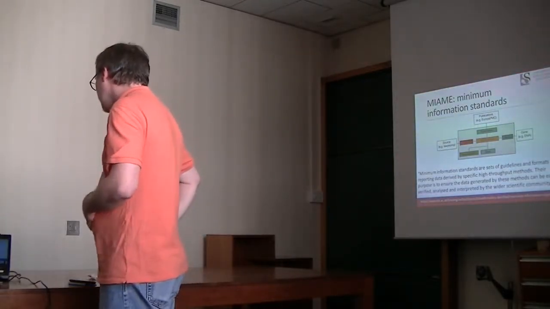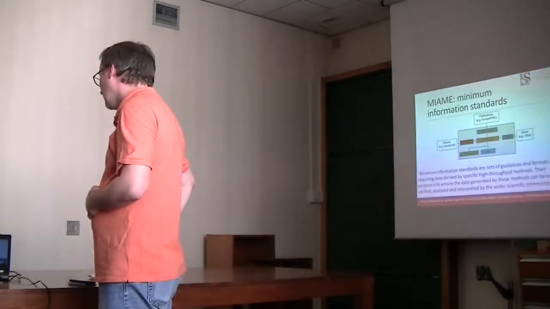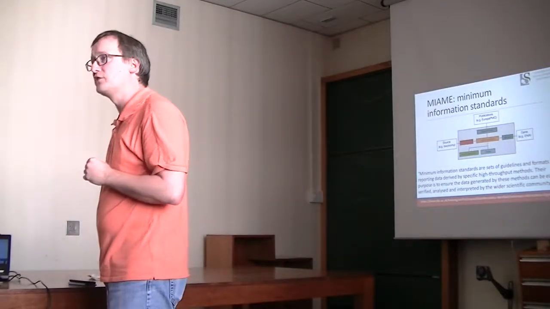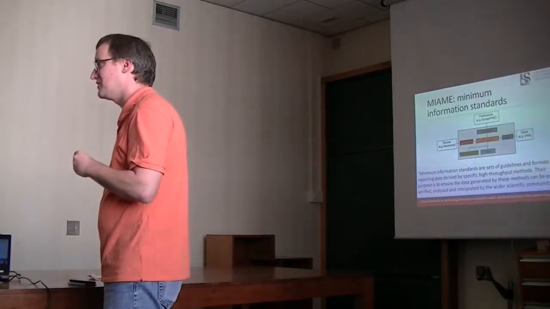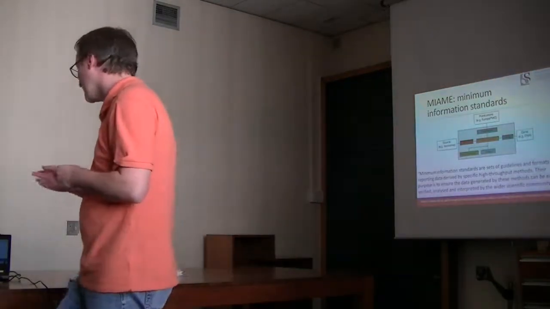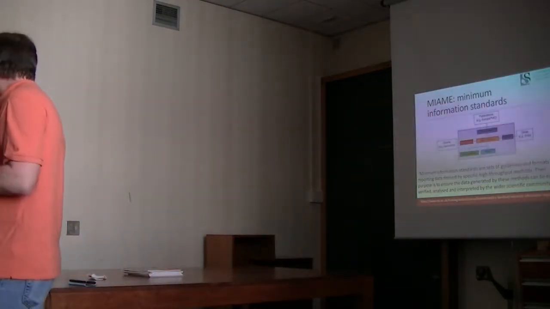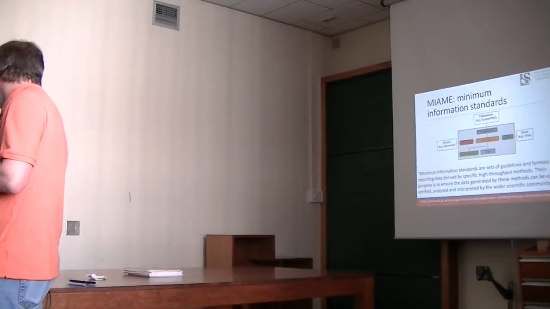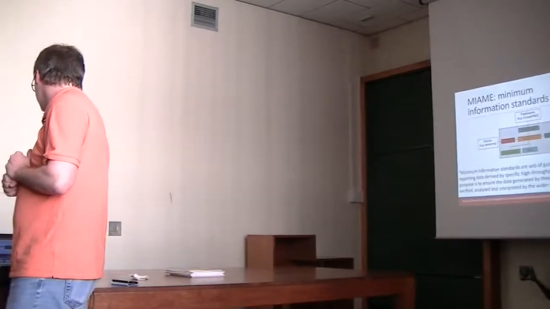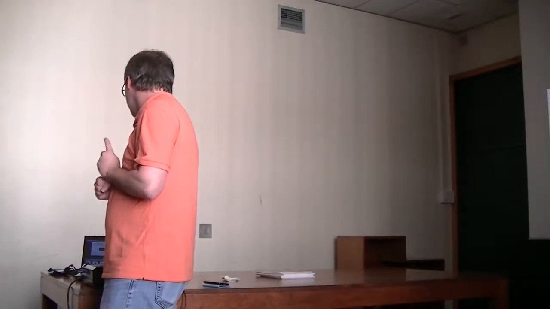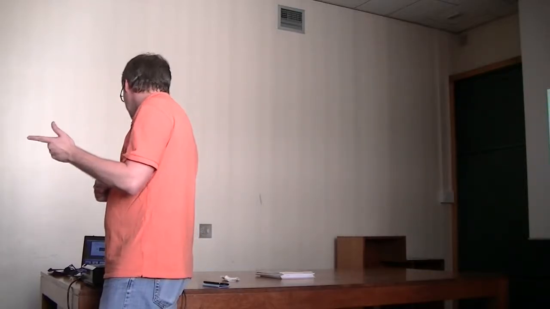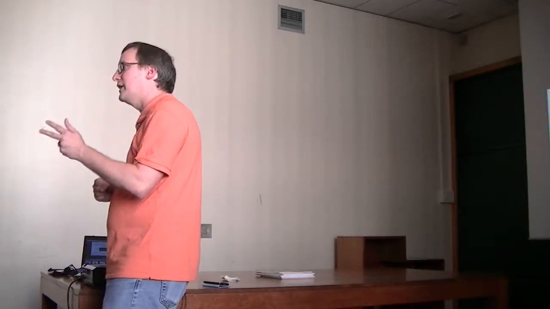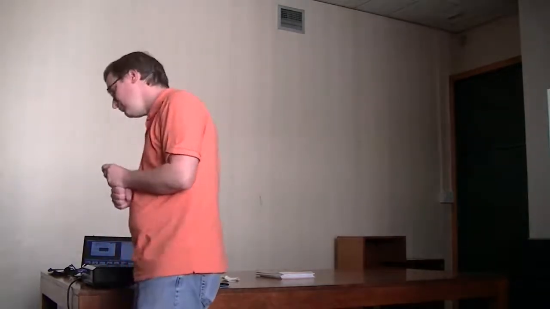So I wanted to read this quote from the paper. You can see that I've got URLs frequently or citations at the bottoms of these slides. I'm just going to explain where some of these quotes are coming from. Minimum information standards are sets of guidelines and formats for reporting data derived by specific high-throughput methods. Their purpose is to ensure the data generated by these methods can be easily verified, analyzed, and interpreted by the wider scientific community. So how do these come into play?